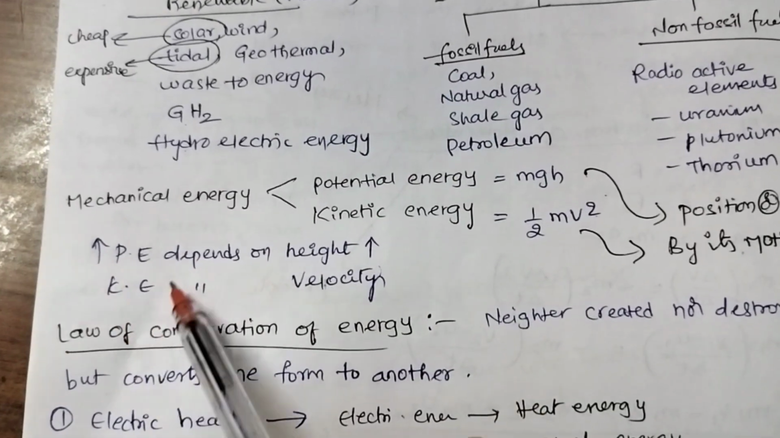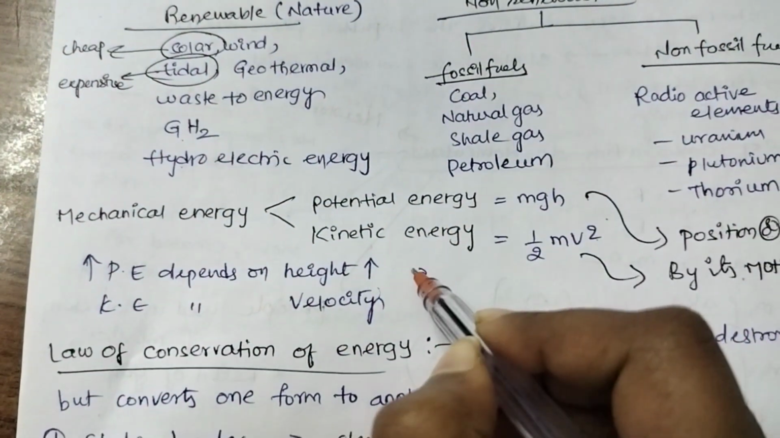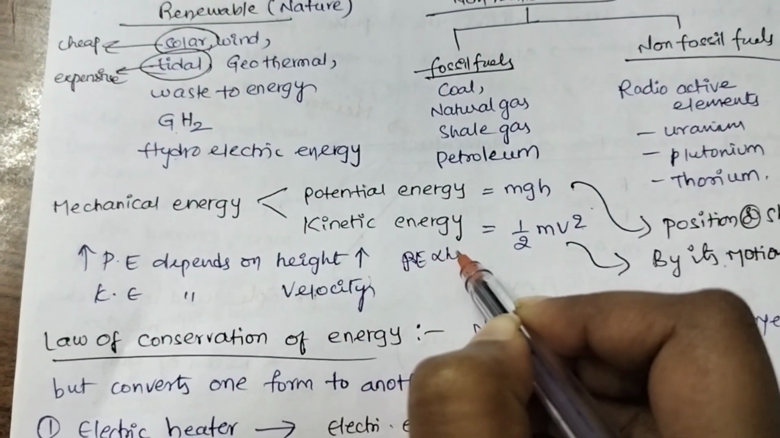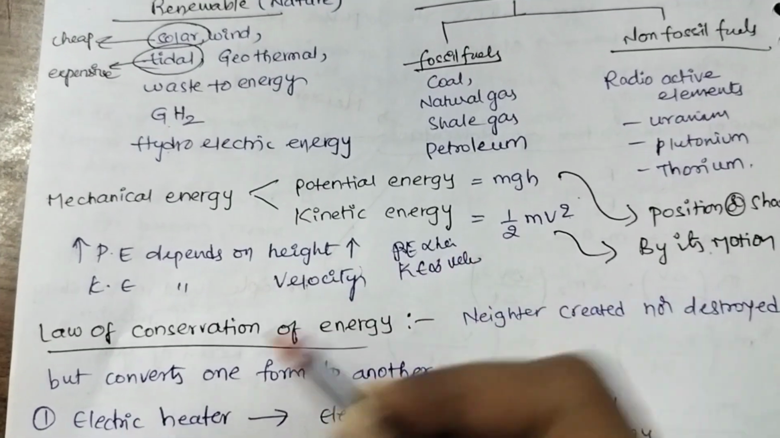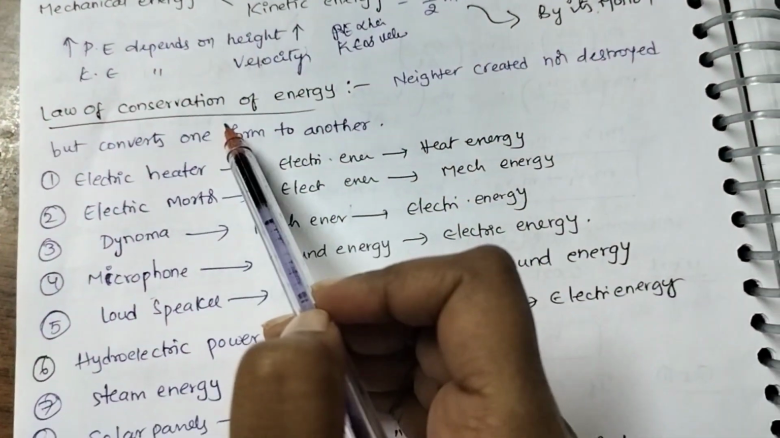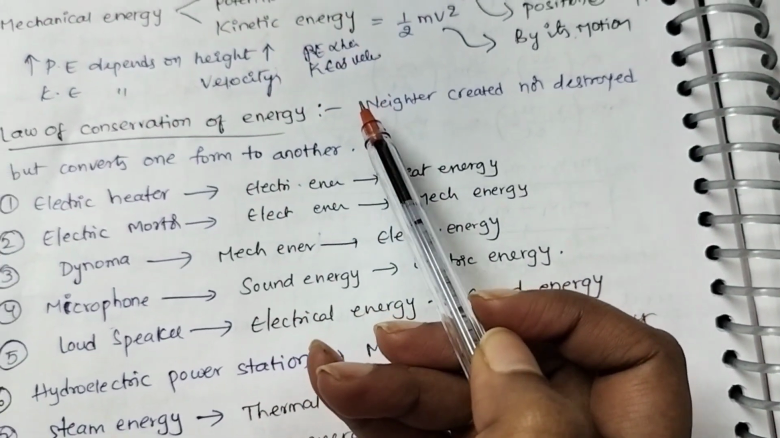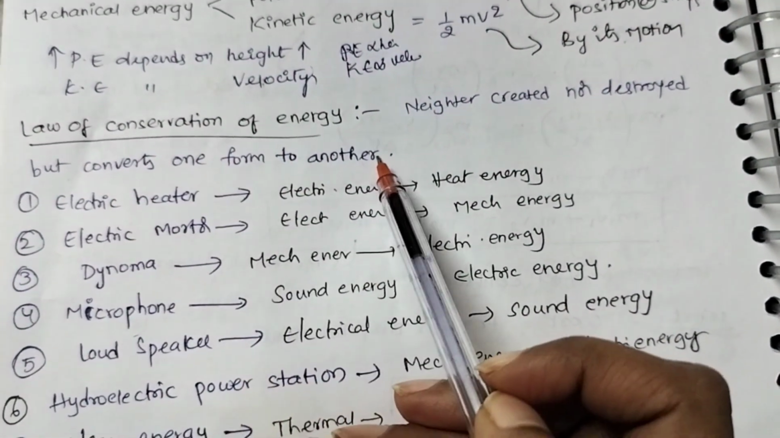When kinetic energy increases, then velocity increases. So PE is directly proportional to height, whereas KE is directly proportional to velocity. Okay. Law of conservation of energy. What is the law of conservation of energy? Energy can neither be created nor be destroyed, but it can be converted from one form to another form.